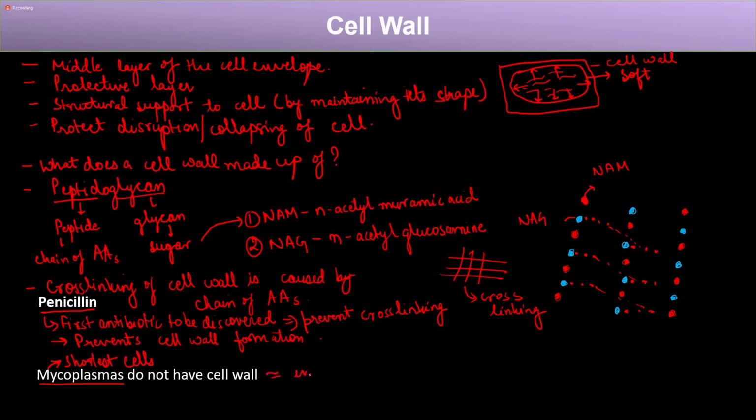So they are insensitive to penicillin. This antibiotic penicillin, or any other antibiotic that prevents the cross-linking or cell wall formation, will not work on the mycoplasma. So if someone has a mycoplasma infection, they must be given another antibiotic, right? Because mycoplasmas do not have a cell wall and hence are insensitive to penicillin or any cell wall-preventing antibiotic.